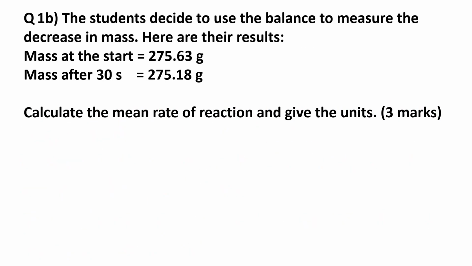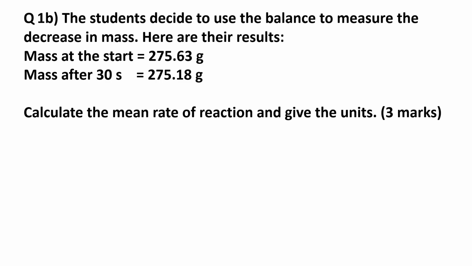Question B. The students decide to use the balance to measure the decrease in mass. Here are their results. The mass at the start is 275.63 grams. The mass after 30 seconds is 275.18 grams. Calculate the mean rate of reaction and give the units. So have a go for yourself, then check the answers.